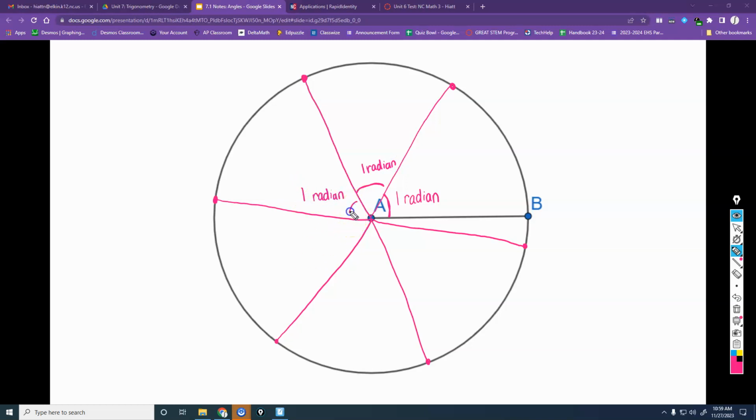So each angle that we have right here is a radian, except for our last little sliver. Okay, and we'll talk about what that'll be here in a second. Because the length of the edge, that arc length on the edge, was a radius. That was the length of your radius. Okay, so that's where this comes from.